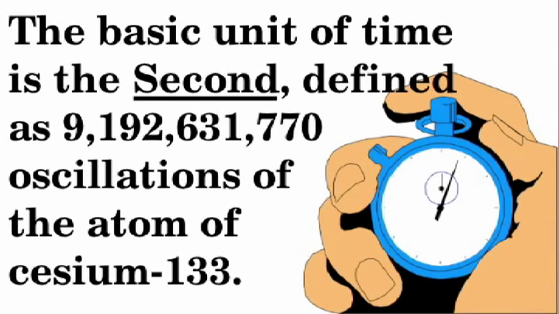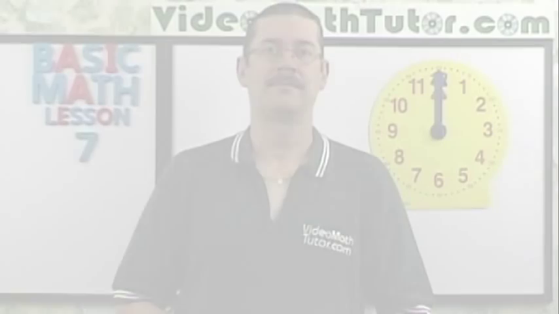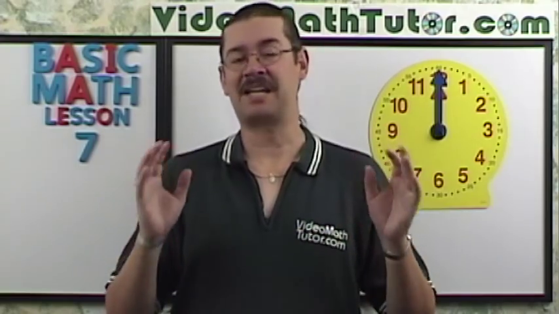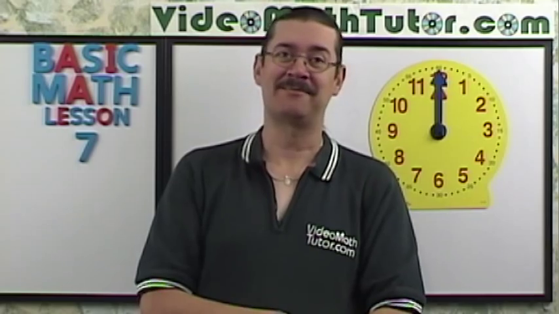The basic unit of time is the second, defined as 9,192,631,770 oscillations of the atom of cesium-133. Let me give you an example of how long a second lasts. Here goes. Not very much time, is it?